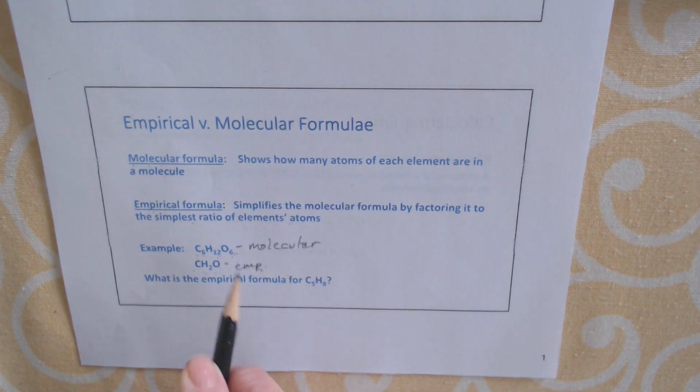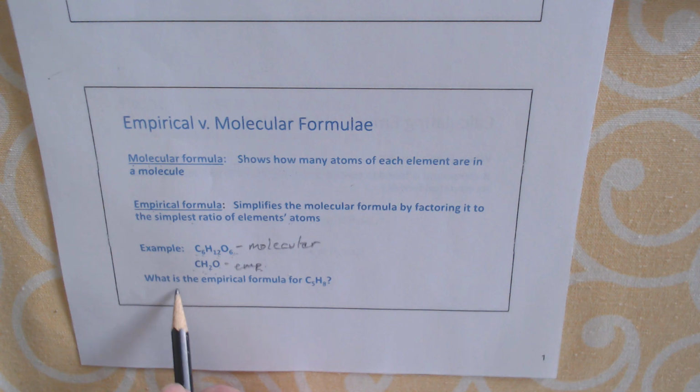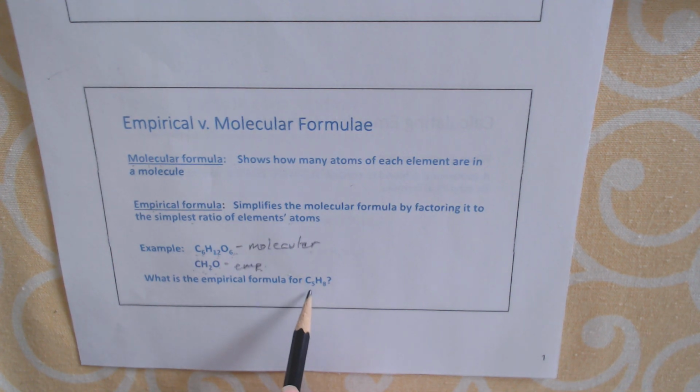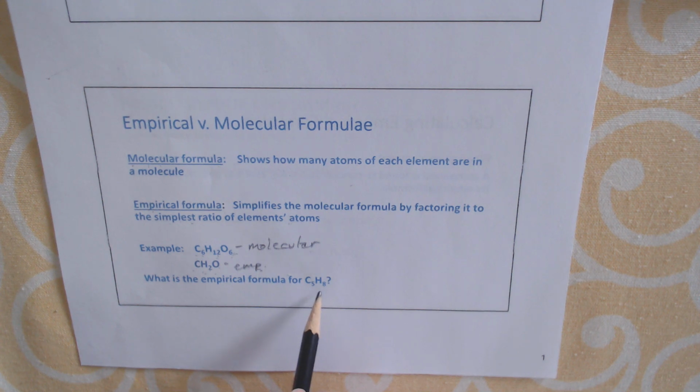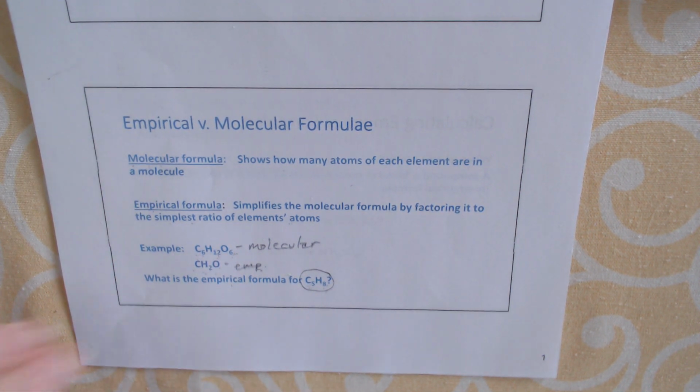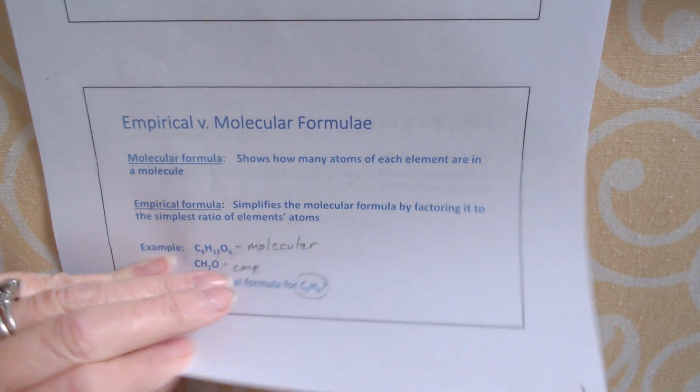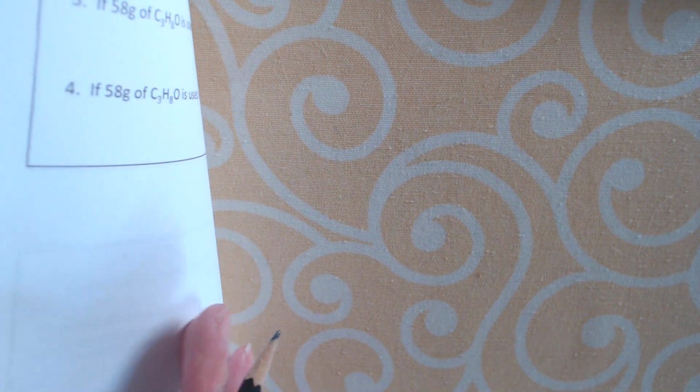Now, look at this question here. What's the empirical formula for C5H8? And if you see it, doggone it, I can't factor it down, can I? So in this case, the molecular formula, C5H8, is also serving as the empirical formula because it cannot be factored down. C6H8 certainly could be, but that's not what we were presented. All right, so that is empirical versus molecular formula.